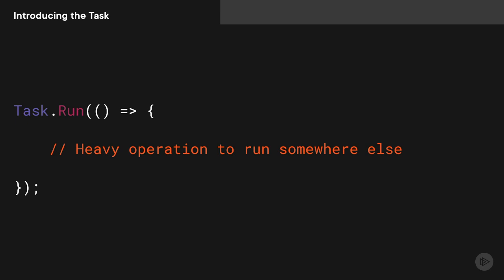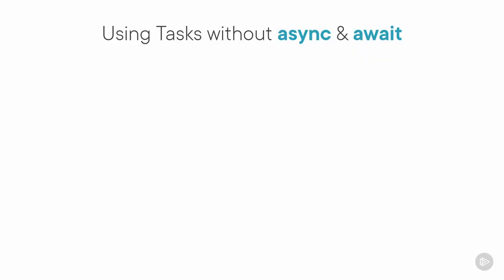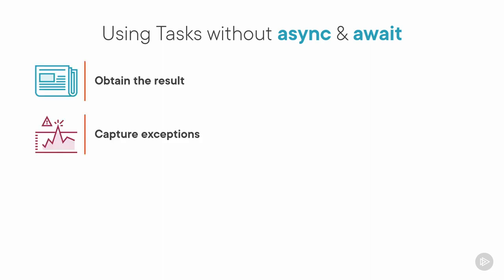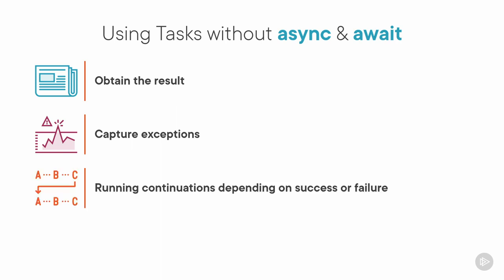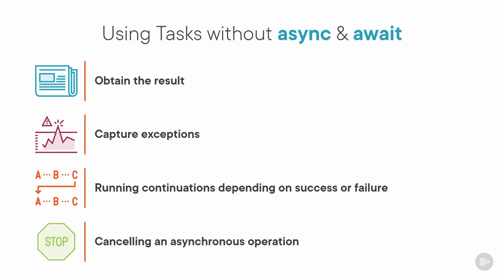This will essentially allow you to run heavy operations on a different thread. Without using the async and await keywords, you will discover ways to obtain the result, work with the exceptions, and run code after these operations complete. You will even see how you can introduce different continuations, depending on if the task succeeded or failed. You will also learn about canceling a task, which may sound a lot easier than it actually is.